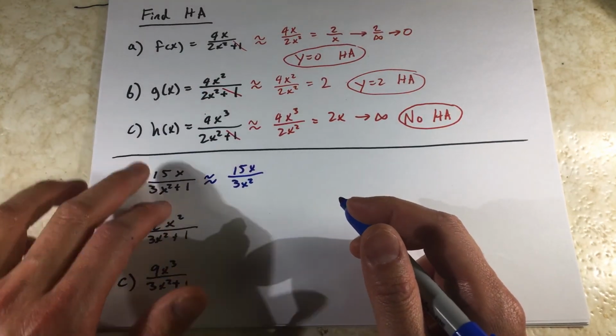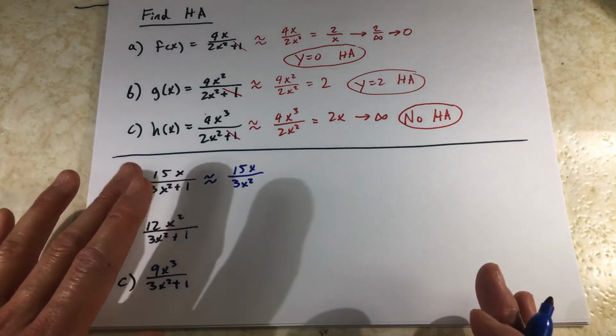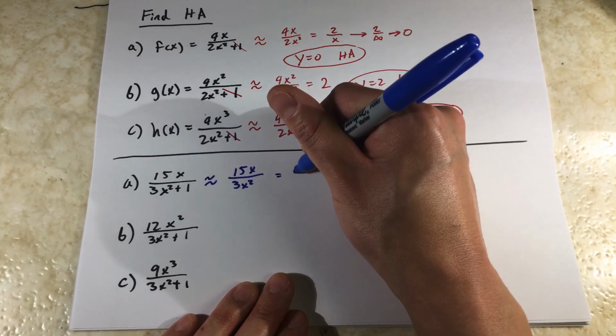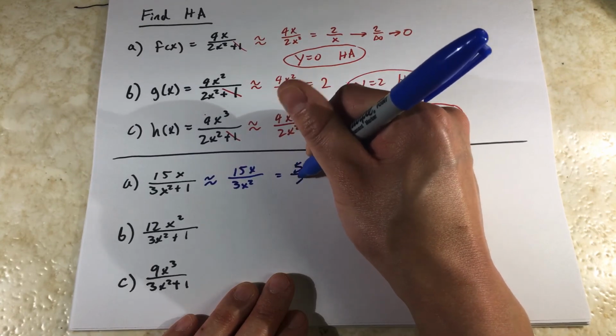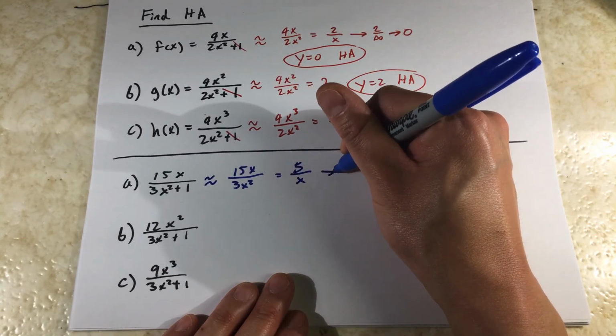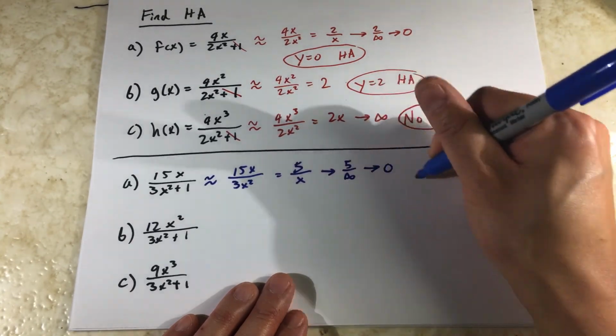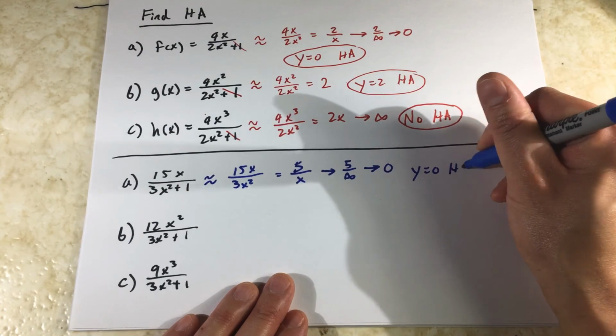Again, we're just going to keep the highest power of x. For x really large, that's a pretty good approximation. So this becomes 5 divided by x. And this is approaching 5 over infinity as x gets really big, which approaches 0. So y equals 0 is our horizontal asymptote.